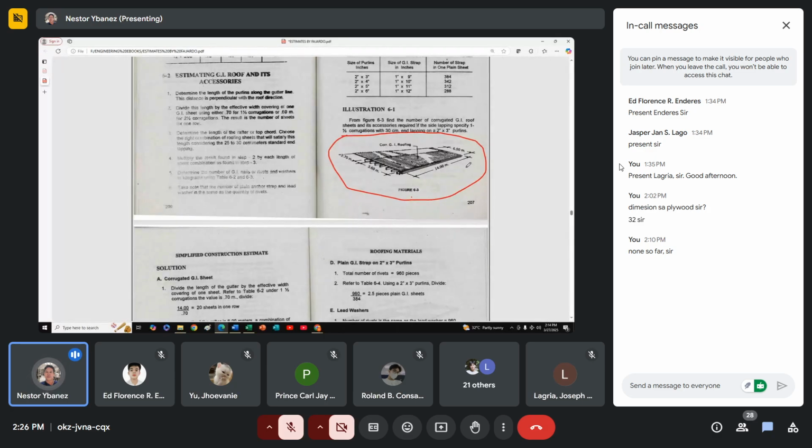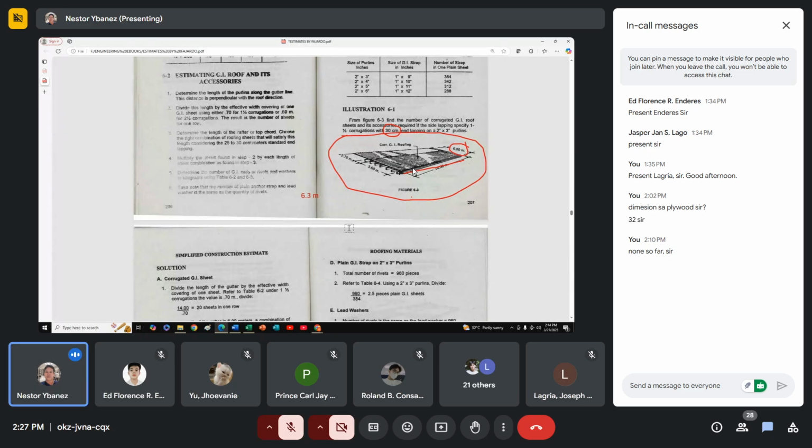The dimension is 14 meters. Looking at the plan, we can see the gutter. So the GI sheet needed is 6 meters, and there is also a 30 centimeters end lapping. Therefore, the total length that we need is 6.3 meters.